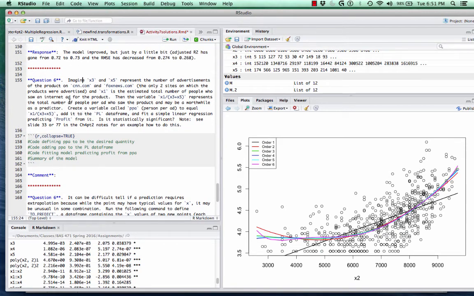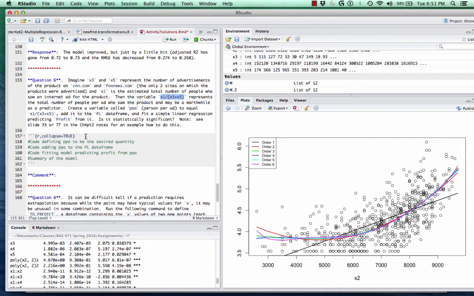All right, question 6. Imagine x3 and x5 represent two specific things: the number of advertisements of the product on CNN.com and on FoxNews.com. Let's also imagine that x1 corresponds to the estimated total number of people who saw an internet ad for the product. So if that's the case, then the quantity x1 over x3 plus x5 represents the total number of people per ad who saw the product, and that could be a worthwhile predictor. So we're free to invent any sort of new predictors that we want, and maybe sometimes our model improves quite a bit if we stumble upon the right variable.